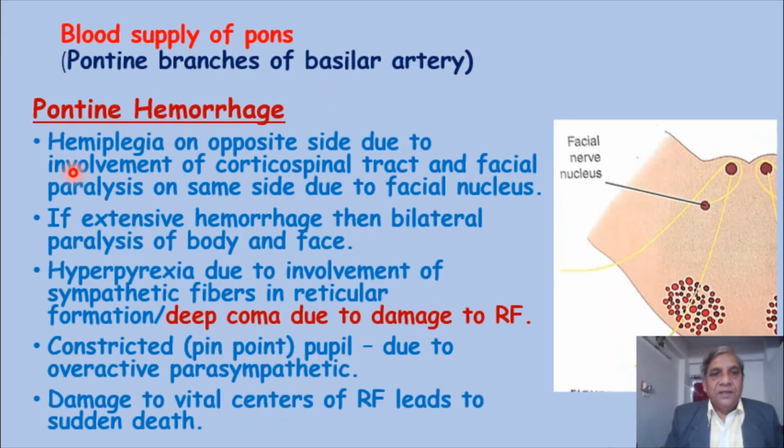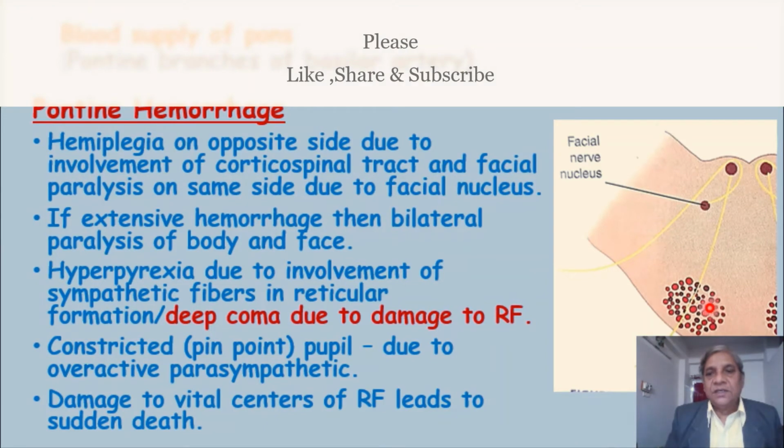Now this pontine hemorrhage will lead to hemiplegia on the opposite side. Hemiplegia is paralysis of muscles on the opposite side due to involvement of the corticospinal fibers. Here the corticospinal fibers are going, and they cross to the opposite side at the pyramidal decussation, so the paralysis will always be on the opposite side. And then facial paralysis will be on the same side, due to the facial nucleus.